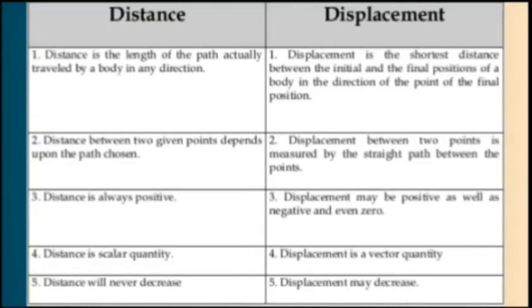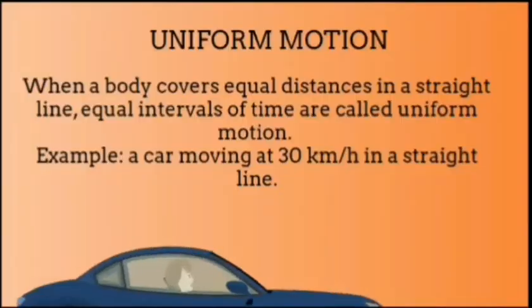Let us learn the difference between distance and displacement. As a definition, you might have seen, distance is the total distance covered by a body, whereas displacement is the shortest distance. Distance between the two given points depends upon the path chosen, whereas displacement between the two points is measured by the straight path between the points. Distance is always positive, whereas displacement may be positive or negative or even zero. Distance is a scalar quantity, whereas displacement is a vector quantity.